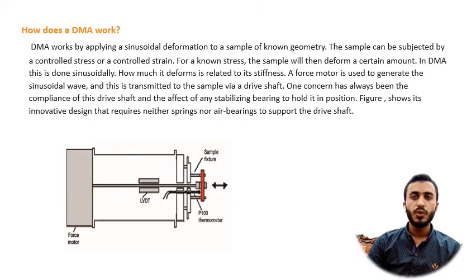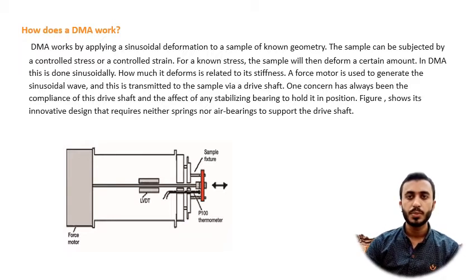How does DMA work? DMA works by applying a sinusoidal deformation to a sample of known geometry. The sample can be subjected to a controlled stress or a controlled strain. For a known stress, the sample will then deform a certain amount. In DMA, this is done sinusoidally. How much it deforms is related to stiffness. A force motor is used to generate the sinusoidal wave and it is transmitted to the sample via a drive shaft. One concern has always been the compliance of this drive shaft and the effect of the stabilization bearing that holds it in position. A schematic of the analytic train of the DMA 8000, figure 1, shows the innovative design.